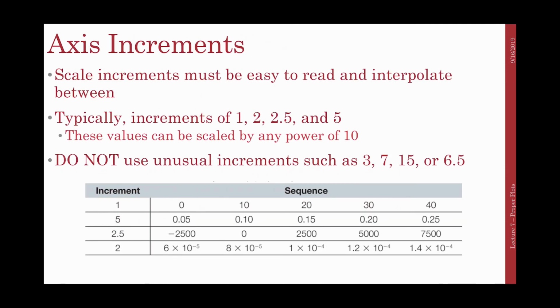For axes increments, you want to scale increments that are easy to read and interpolate between. So typical increments can be 1, 2, 2.5, 5, 10. All of those numbers can be scaled by powers of 10 and still be easy to interpolate between. You shouldn't use unusual increments such as 3, 7, 15, 6.5. These are going to make interpreting your graphs extremely difficult. So for example, if your increment is 1, you can have 0, 10, 20, 30, 40. You can have 0.5, 0.1, 0.15. You can also do it with scientific notation.